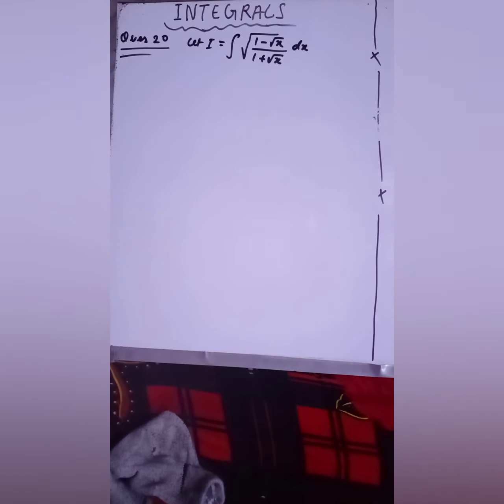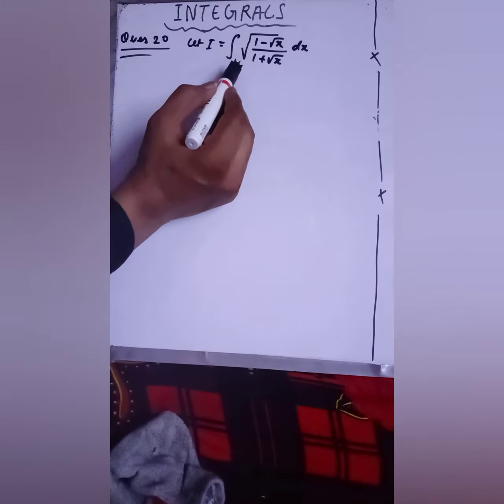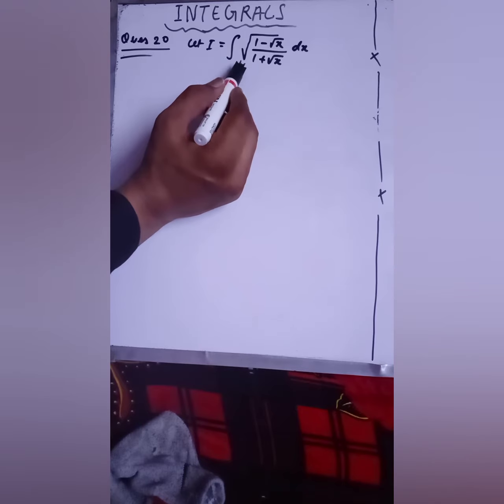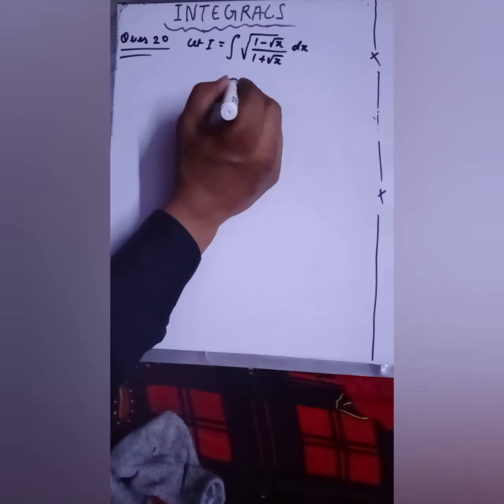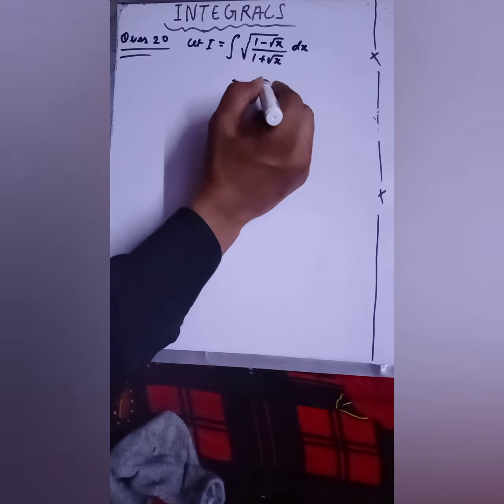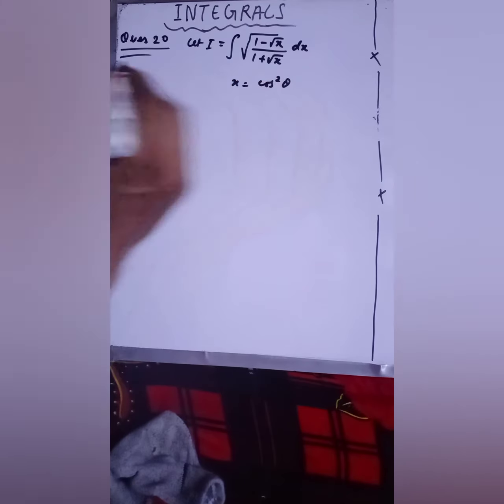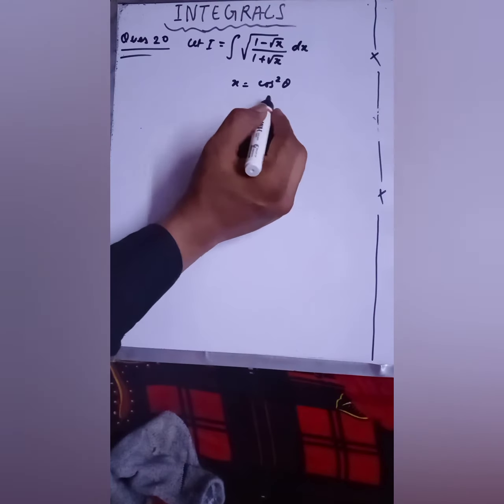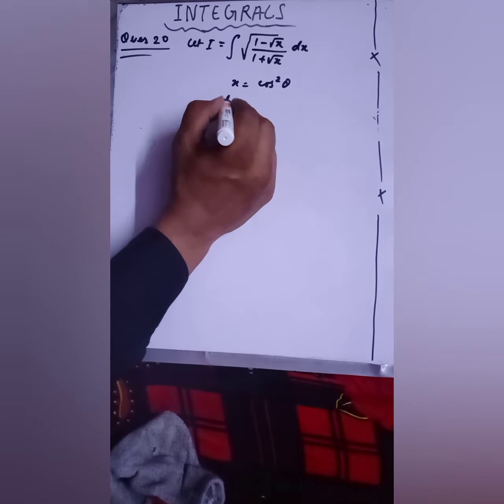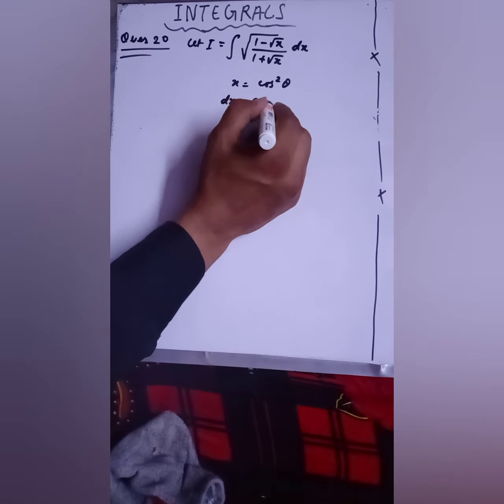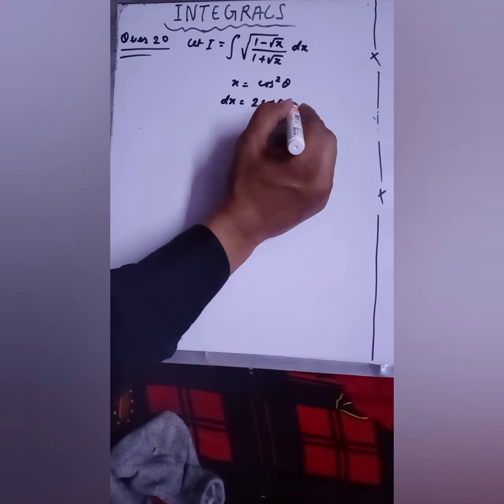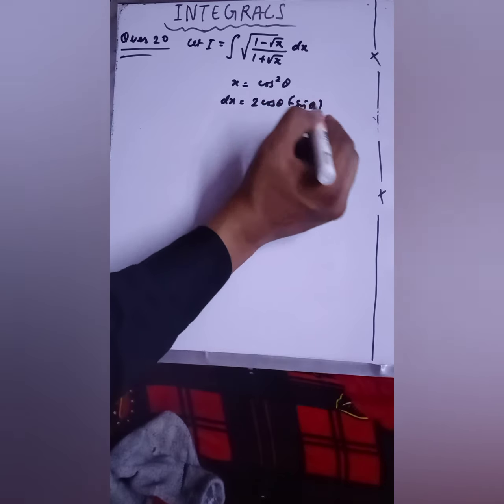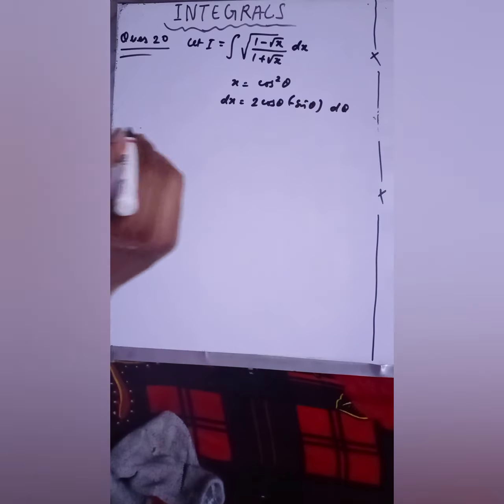Fine. So here I am going to solve question number 20 of this miscellaneous exercise. Here we have to find the integral of this. What I'm doing is putting x equals cos square theta. Now I'm differentiating this with respect to theta, so you will get dx equals 2 cos theta into minus sin theta d theta.